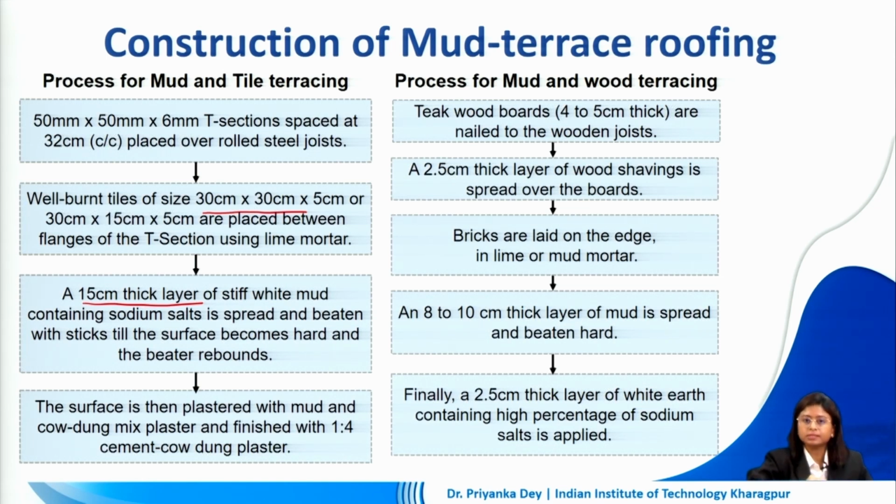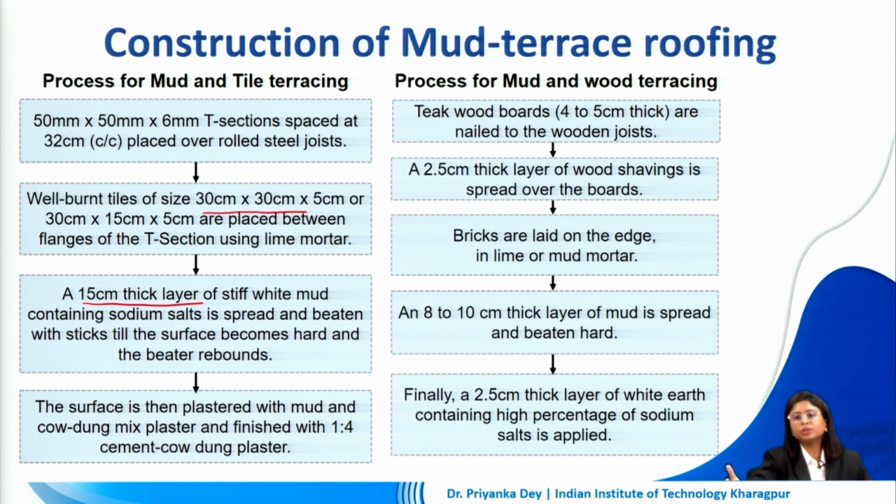This surface is then plastered with a mud and cow dung mix plaster, and it is finished off with a 1:4 cement cow dung plaster. This is the way we do it on top of tile terracing in the Punjab example.